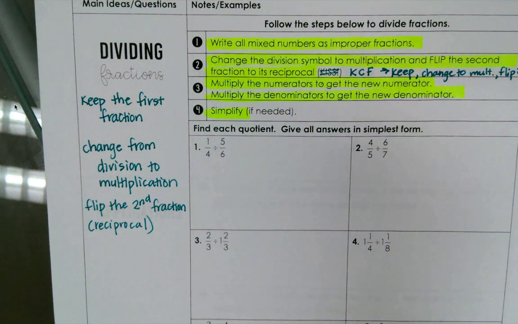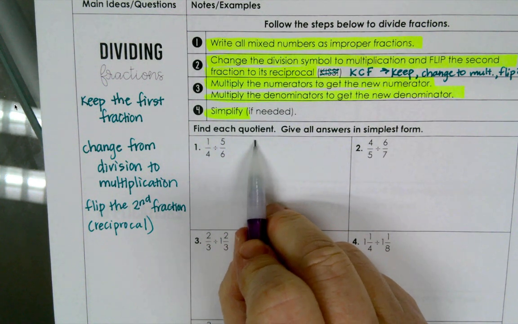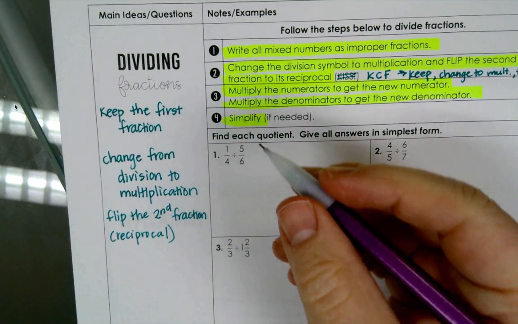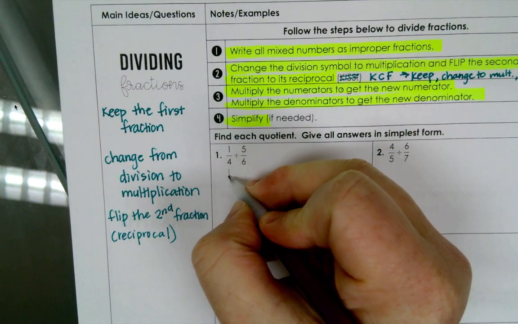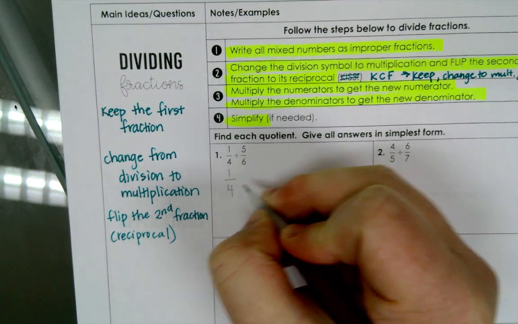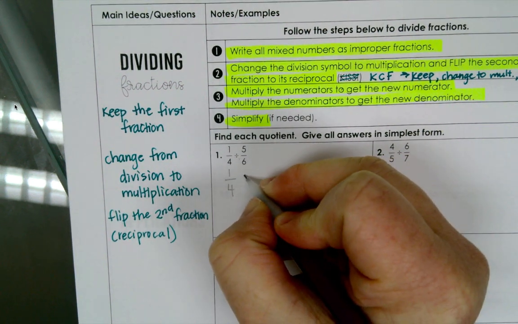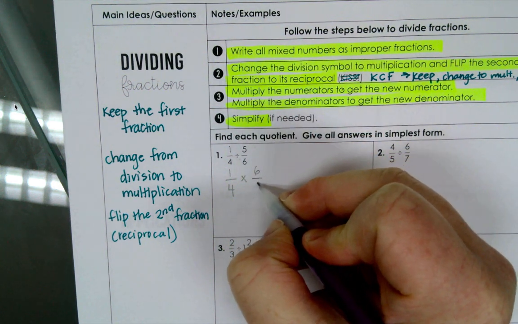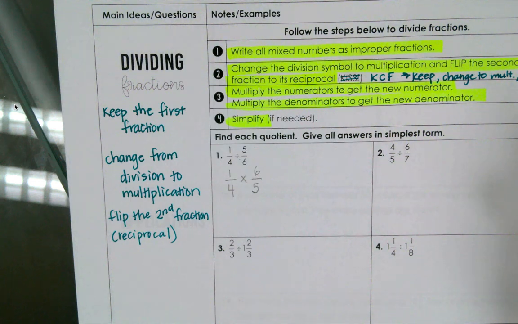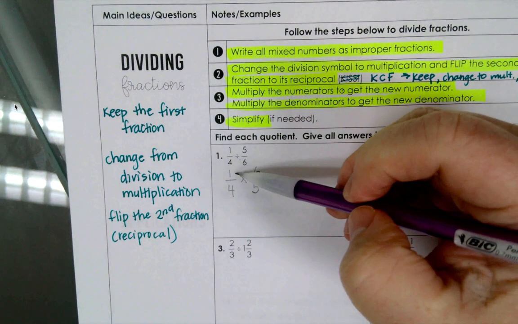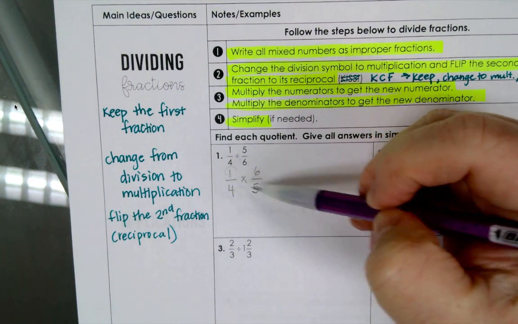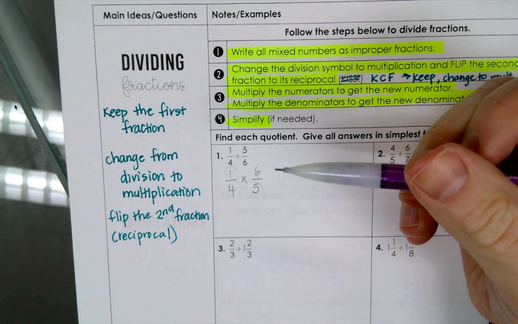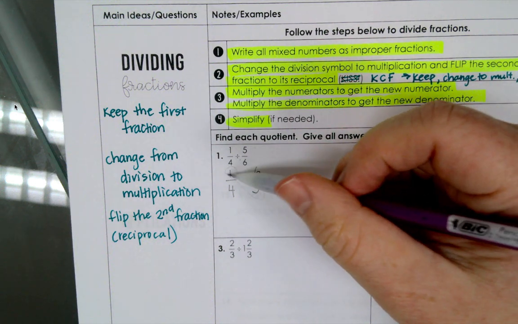So, we're going to find each quotient and then give all quotients in simplest form. So, I'm going to keep my first fraction, change my division to multiplication, and then flip my second fraction. Okay? I'm going to try to cross-simplify. I'm starting with these two guys. So 1 and 5, well, 5 is a prime number, and the only other factor of 5 is 1. So this is as simplified as it gets.